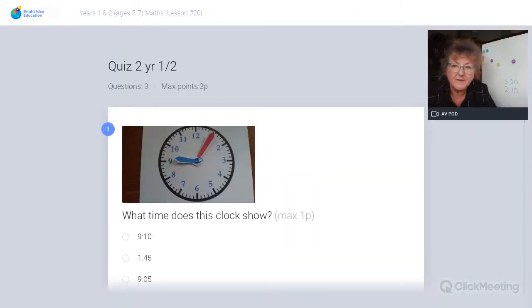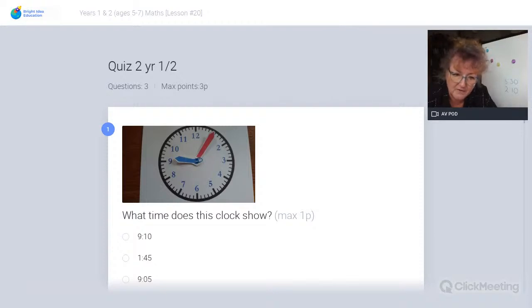So let's have a look what we have got here. So what time does this clock show? Oh, now not everybody's got the same time there. Somebody has said a different time. Look a bit closer. Okay, look at the hour and the minute hand. Person who's put 1:45, look at the hour and the minute hand. What hour is the hour hand pointing to?